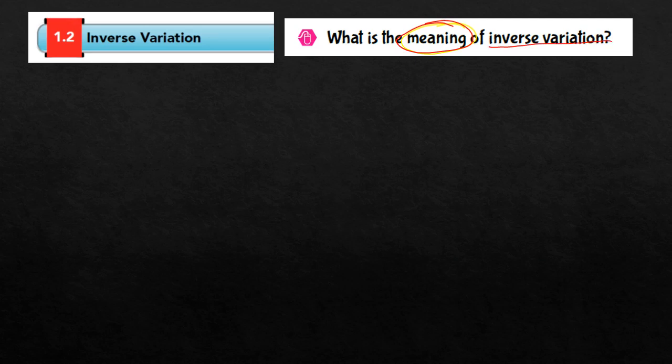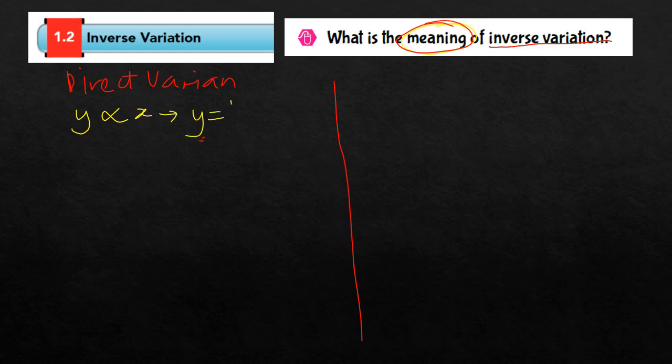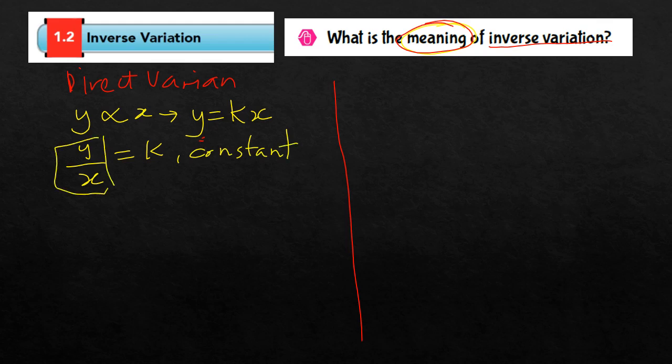inverse variation. So before that, we refresh what we have learned in direct variation. Okay, you know that if y varies directly as x, you can write it as y equals kx, and you also know that y divided by x will be a constant, that is k. It's the same value all the time when you divide y by x. So it is called direct variation.